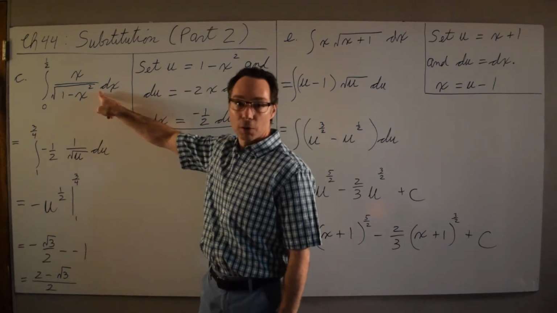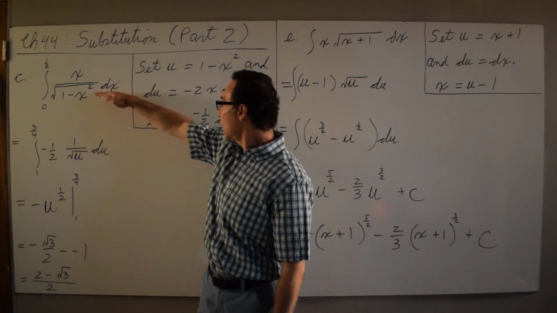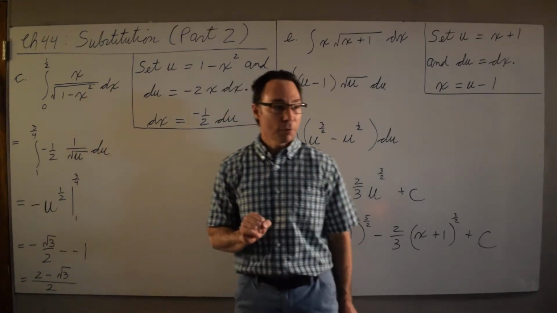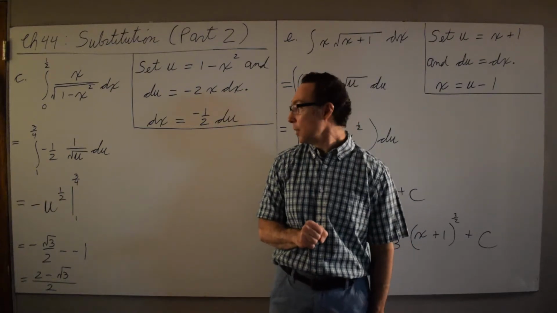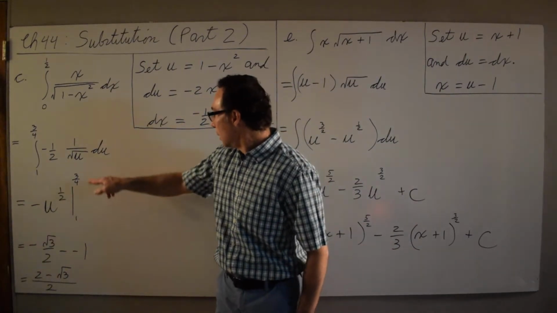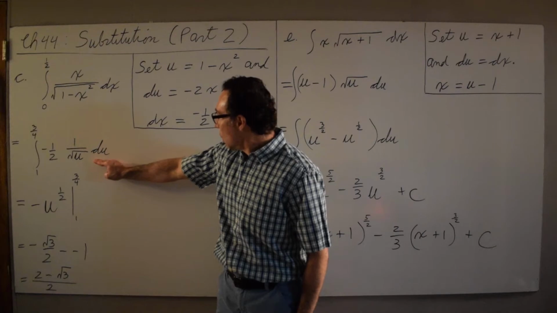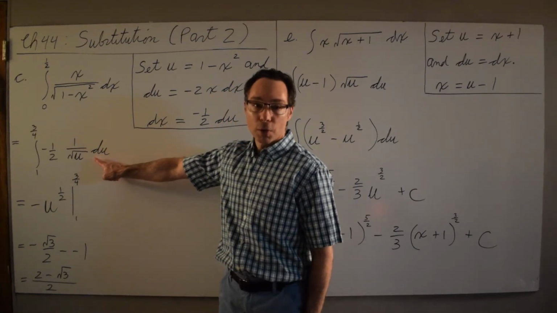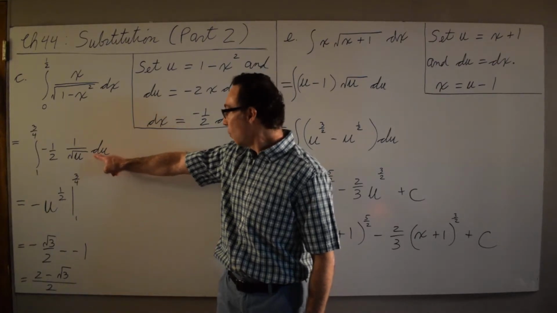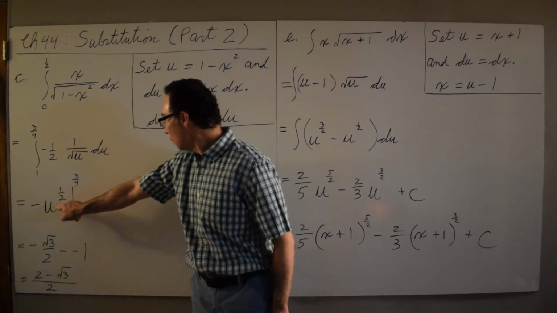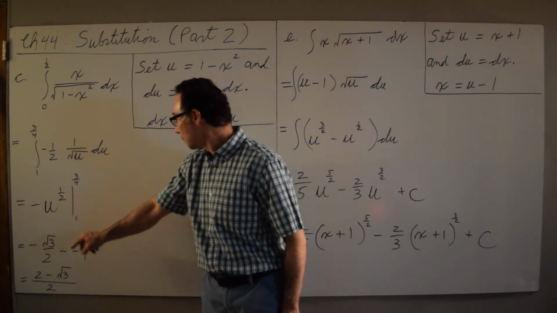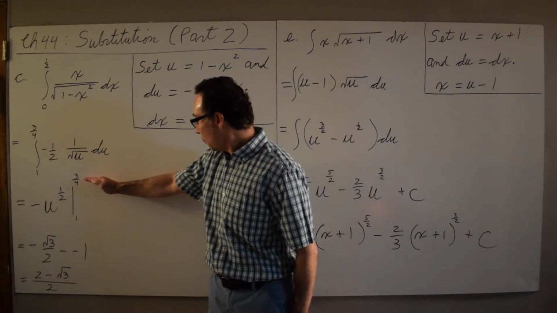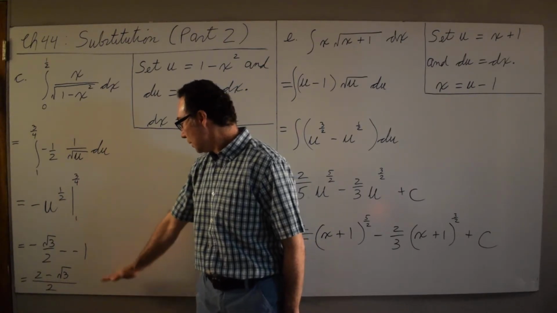Remember, a definite integral is a number. So we've taken this number and we've rewritten it a different way, so we don't have to substitute back from x to u. So we take this, we find our antiderivative. 1 divided by square root of u is the same as u to the negative 1/2 power. So we just reverse the power rule here to get our antiderivative. Substitute 3/4, substitute 1, and we subtract.